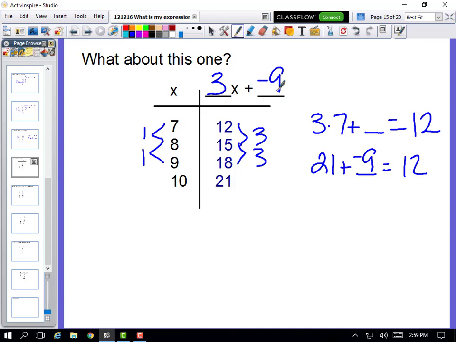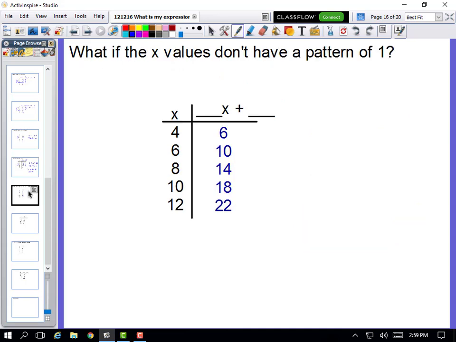And if we check that with another x value just to see, I'll check it with the 10 right here. 3 times 10 plus negative 9, does that equal 21? Well, let's see. 30 plus negative 9 does equal 21. Perfect. Okay. Let's try another one. Okay, this is going to kick it up a notch. Okay, got a couple more notches to go, and then we'll be done.